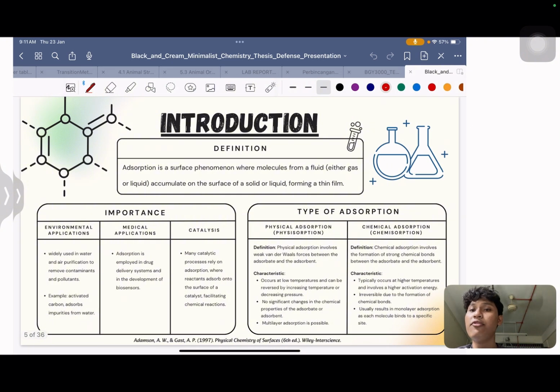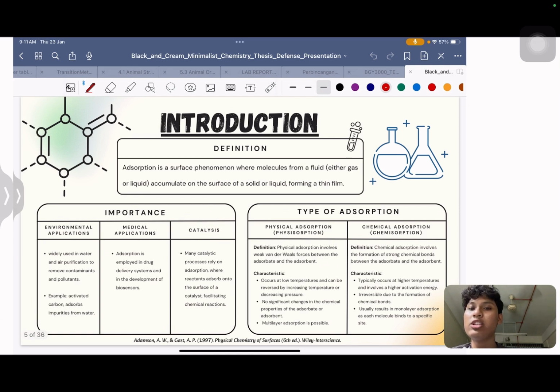Adsorption is a surface phenomenon where molecules from a fluid, either gas or liquid, accumulate on the surface of a solid or liquid, forming a thin film. For the importance, we have three applications, which are environmental application, medical application, and catalysis. For environmental application, it is widely used in water and air purification to remove contaminants and pollutants.